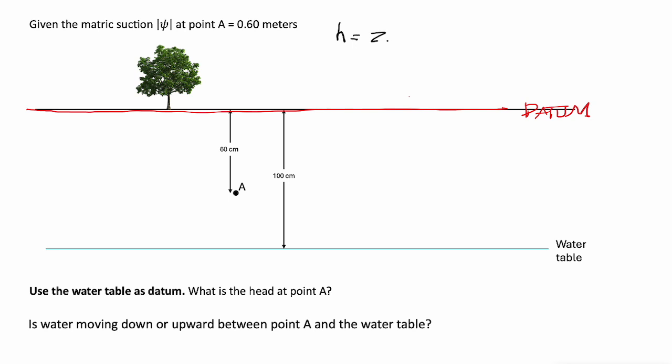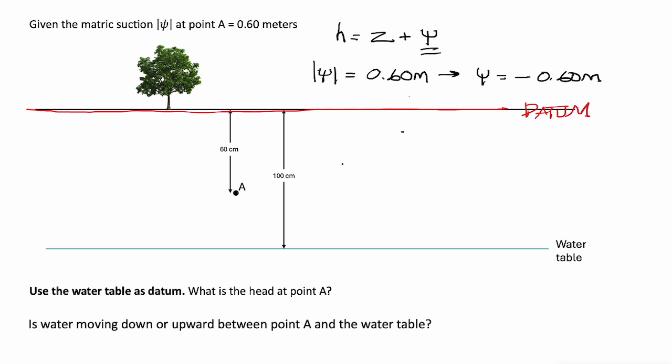H is equal to Z plus psi. Right? We've been told already that the matric suction here is equal to 0.60 meters. Let's do it in meters this time, okay? And so therefore, the matric potential is equal to minus 0.60 meters. So now we can use the fact that H equals Z plus psi. We've already got this figured out. We need to figure Z out.